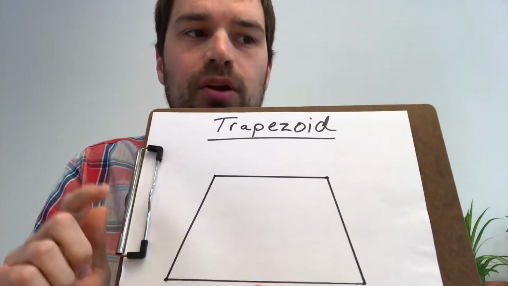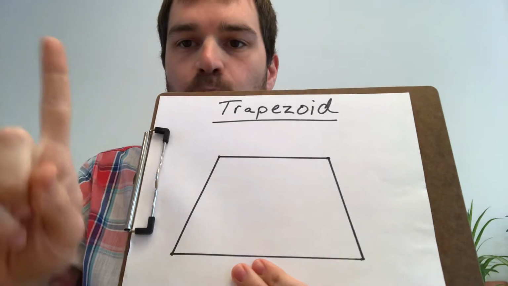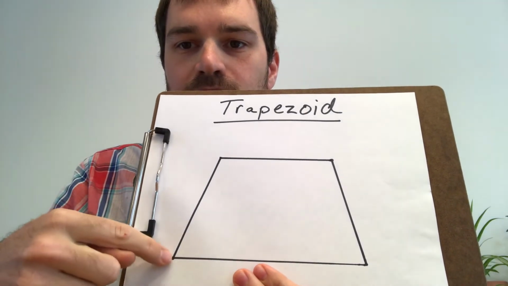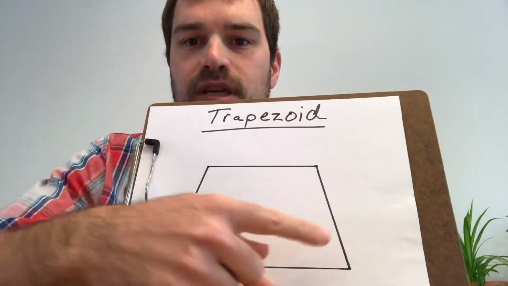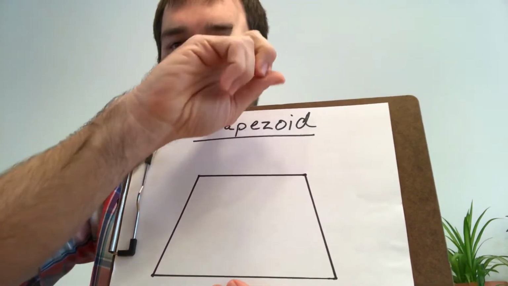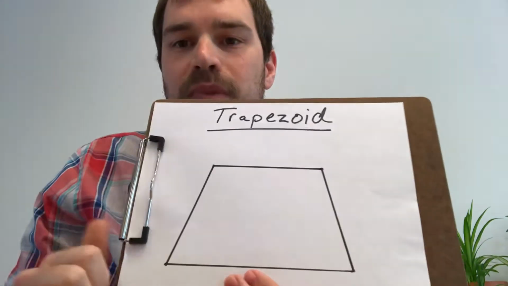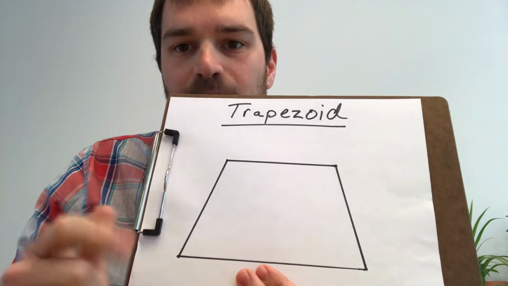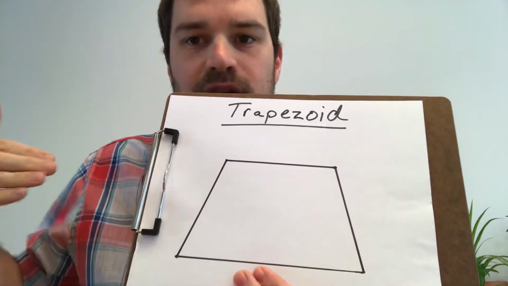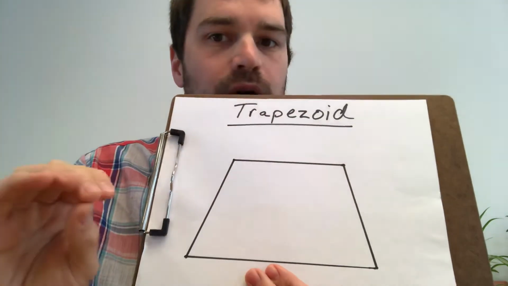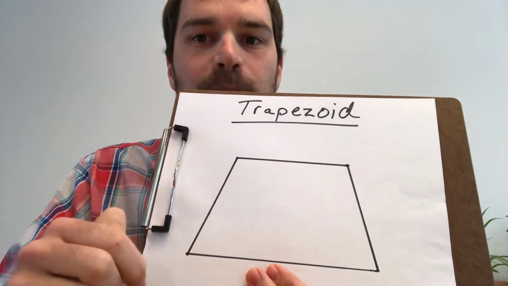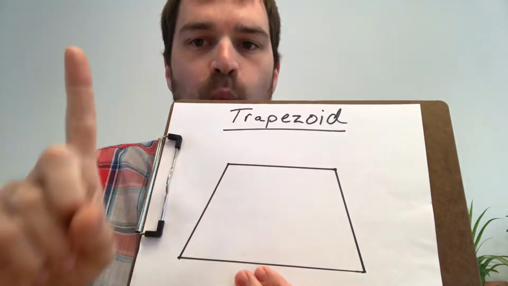So a quick reminder, a trapezoid has only one pair of parallel lines. This line, if you continued it on up, would meet up at some point up top here. They would cross, so therefore they're not parallel. But these two lines, if you continue them in either direction, would not cross. Therefore, they are parallel. So a trapezoid only has one pair of parallel lines.